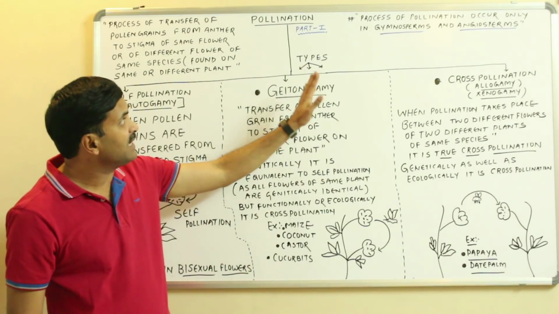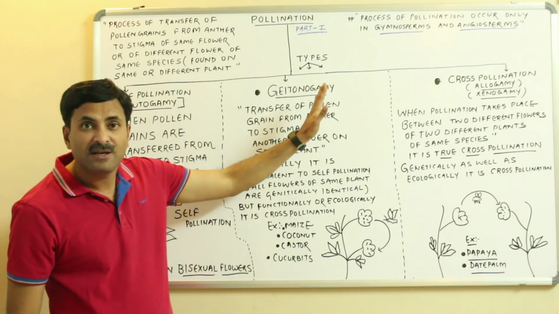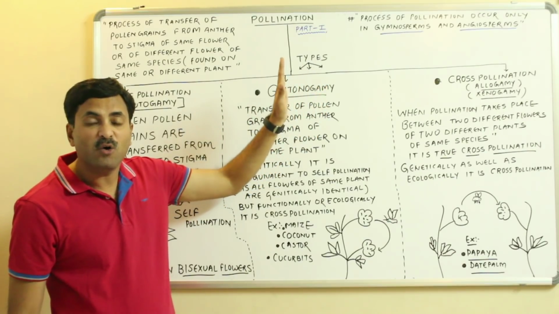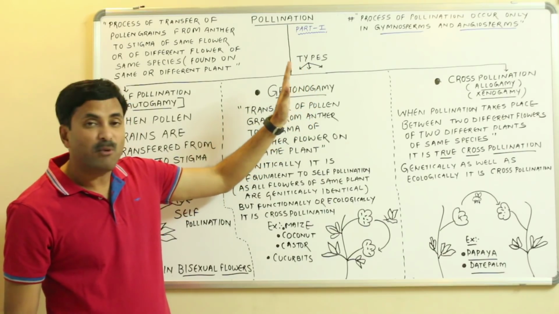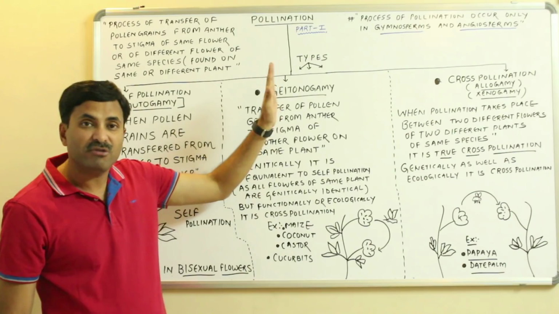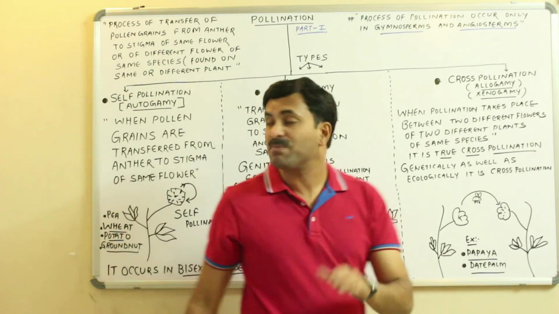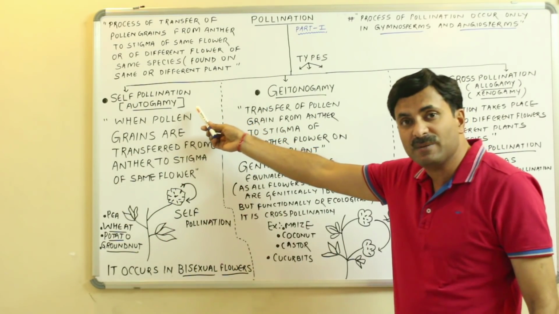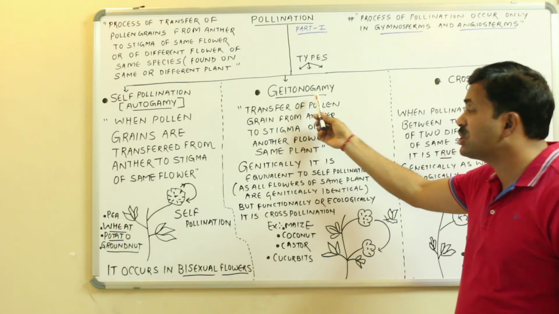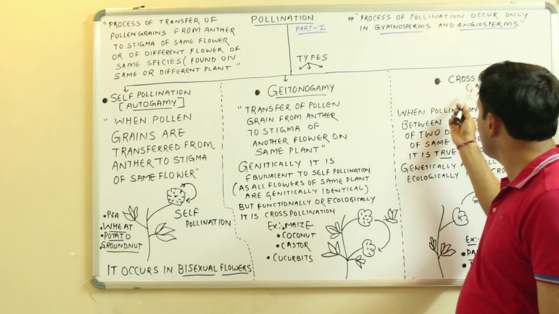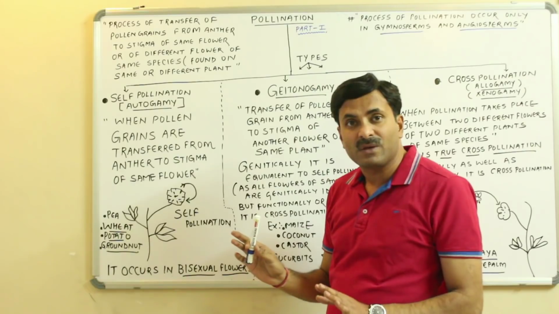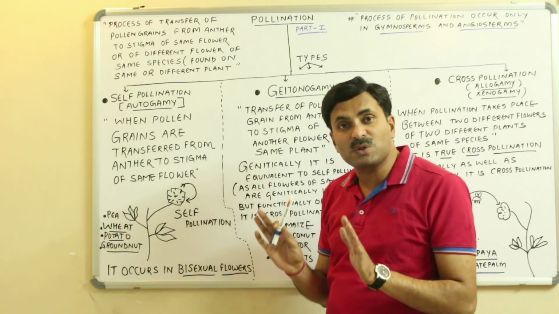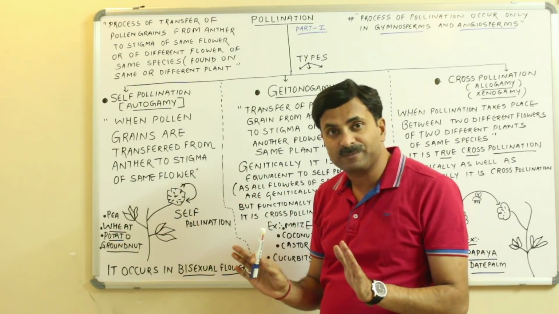Now, to study pollination in detail, we must know how many types of pollination there are. Altogether, pollination is divided into three parts. The very first is self-pollination, the second is known as geitonogamy, and the third is known as cross-pollination. The first one is self-pollination. Self-pollination is also called autogamy.